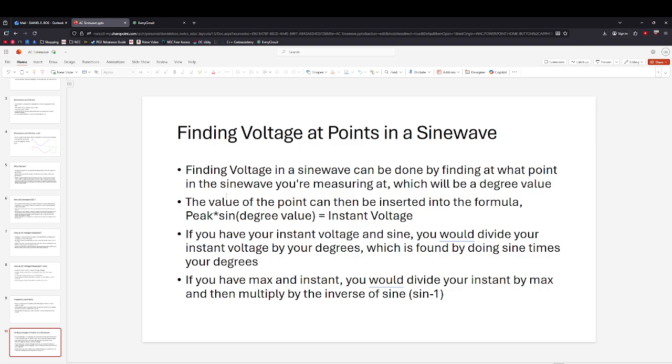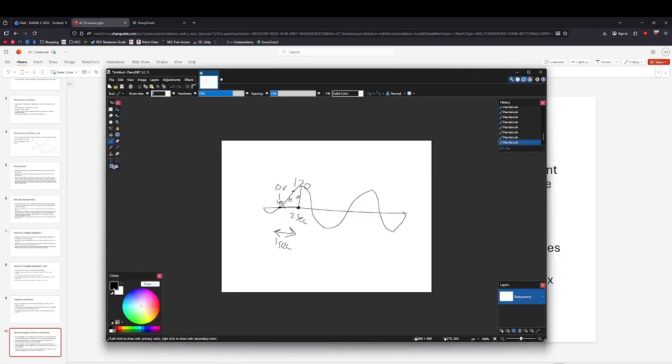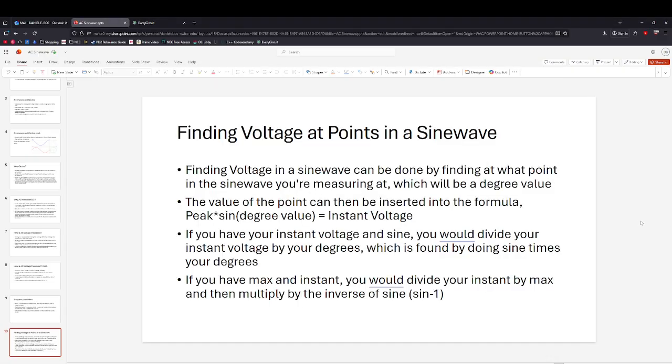But yeah, I explain it here in more practical terms rather than the why. For finding voltage in the sine wave, you can do it by finding the point that you're measuring at, which can be a degree value. So, for example, bringing this back up, you could say right here, this is like 60 degrees. So you can take your sine of 60 times 170 to find maybe 130 volts or something like that. Let me actually do that math, make sure that I'm right here. Okay, so if you do 170 times sine of 60, that's 147. So at 60 degrees into the rotation, you have 147 volts, basically.